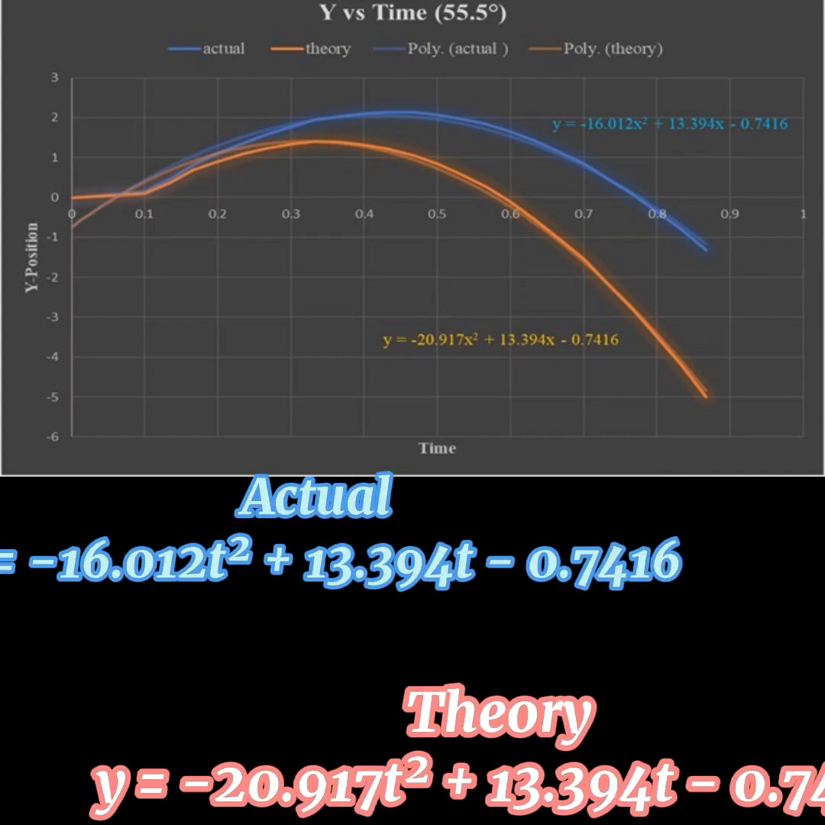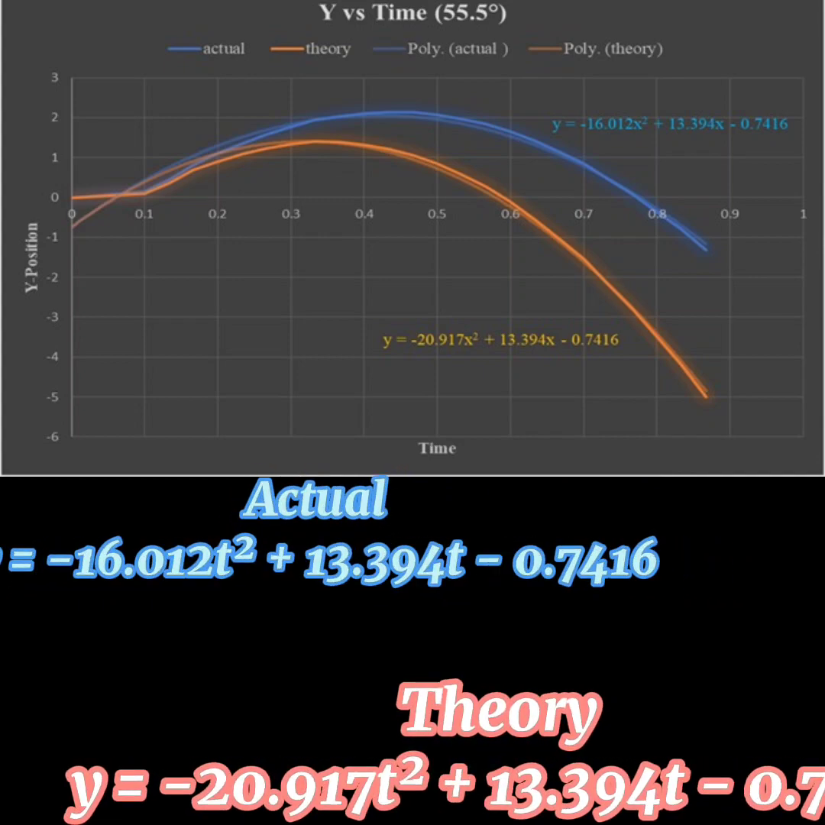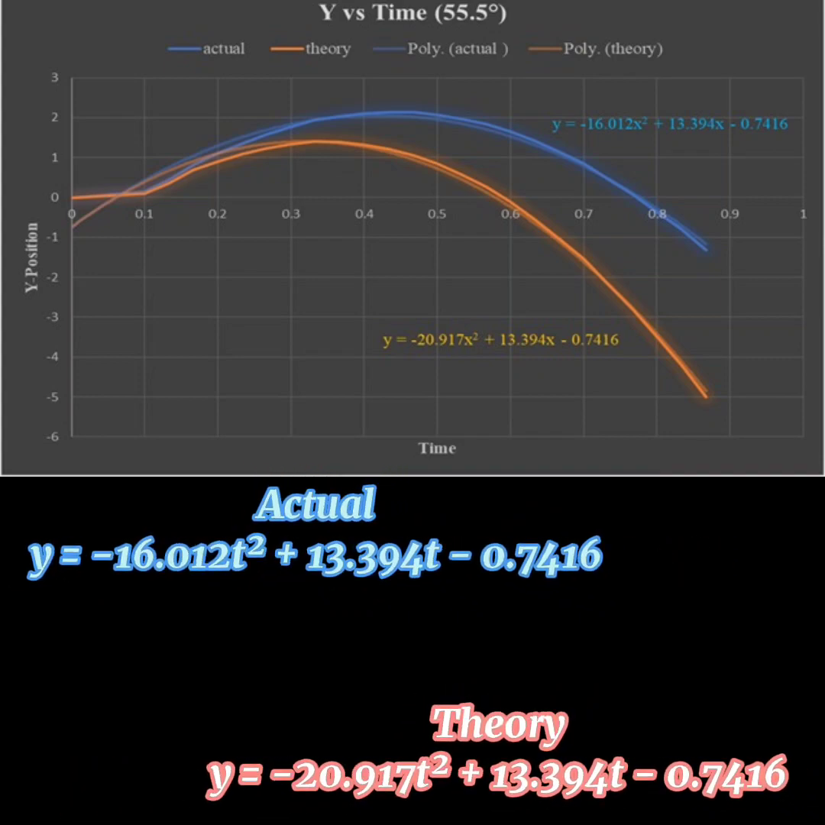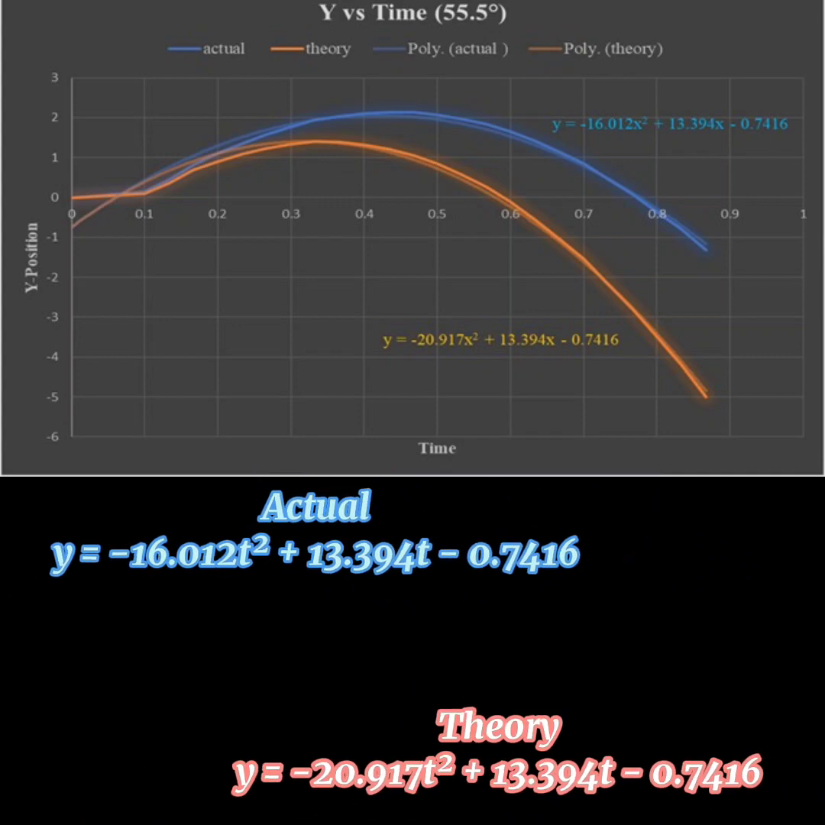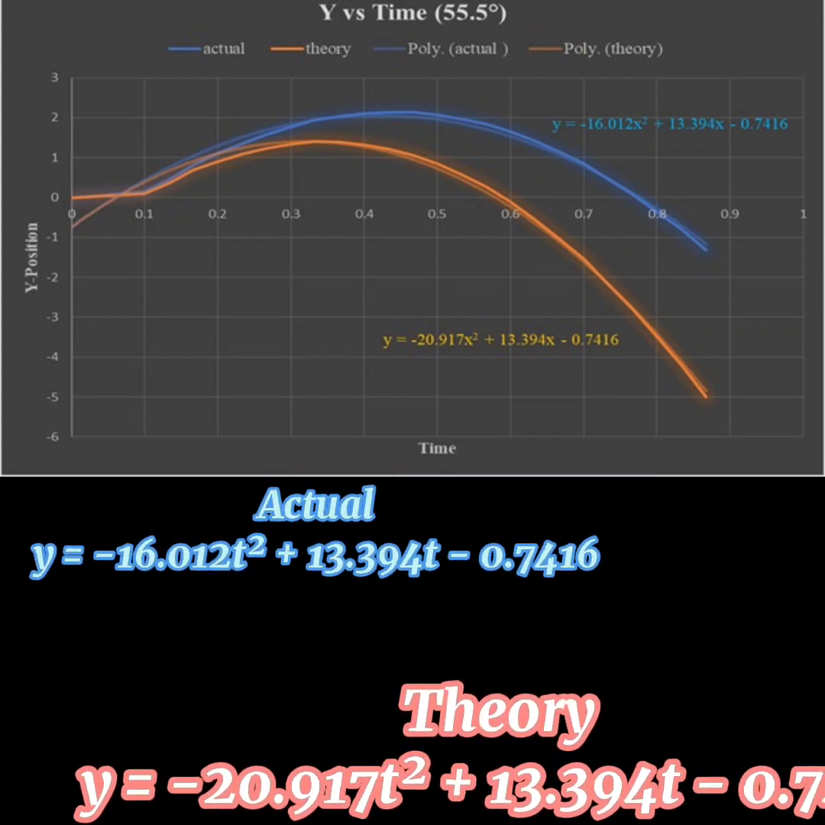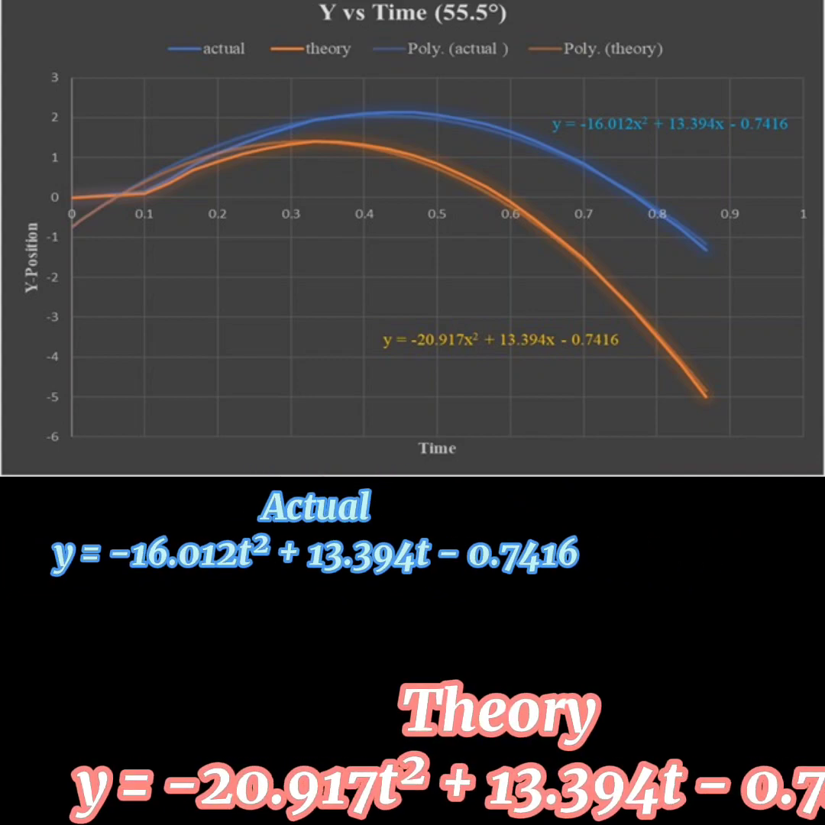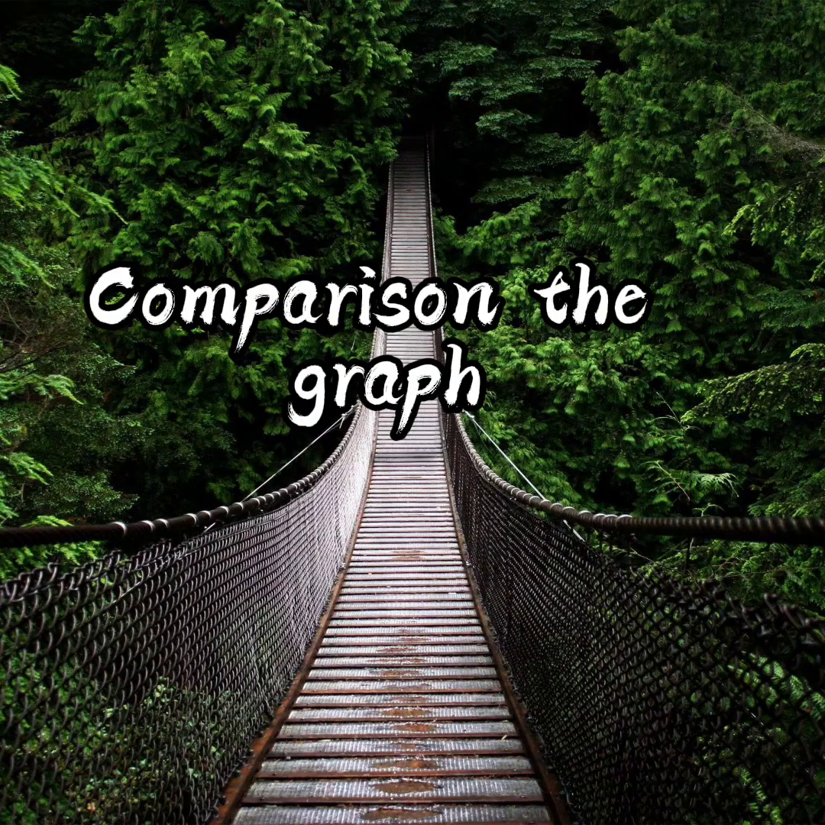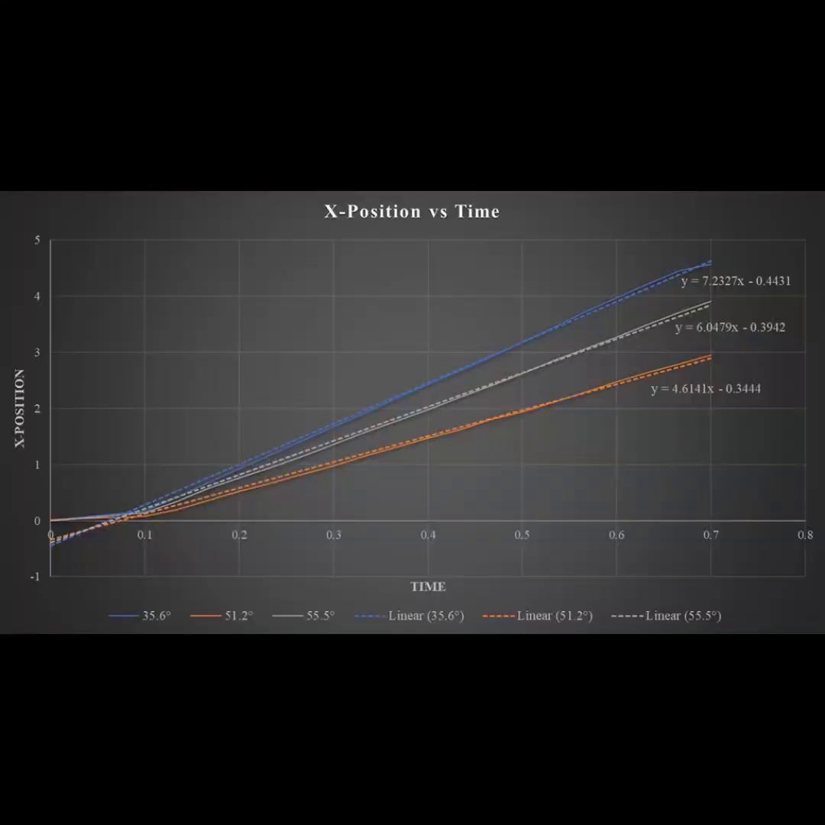For the y versus time graph, the equation for the actual is y equals negative 16.012t squared plus 13.394t minus 0.7416, and the equation for the theory is y equals negative 20.917t squared plus 13.394t minus 0.7416.